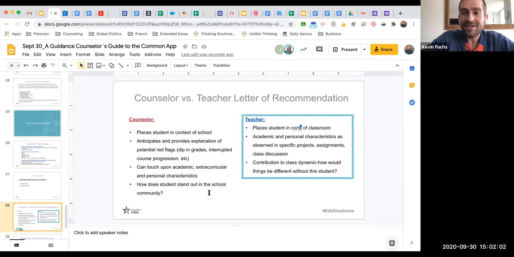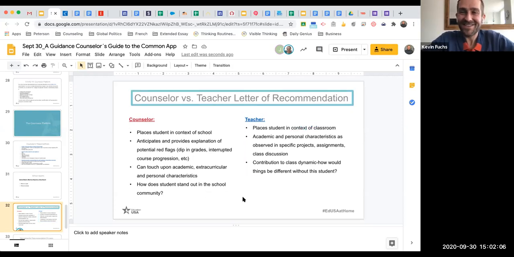Whereas the teachers, sorry, I didn't put that, right? So the teacher recommendation puts the student in the context of the classroom, of the class that the teacher is teaching, right? So it focuses more on the academic and personal characteristics, focused on this specific project, assignment, class discussions, and also contribution to class dynamic. How would things be different without the student?